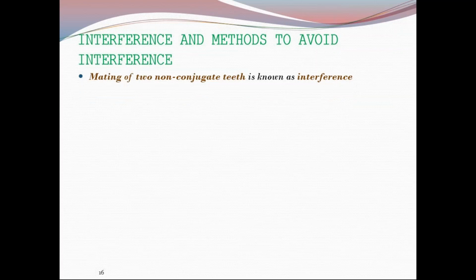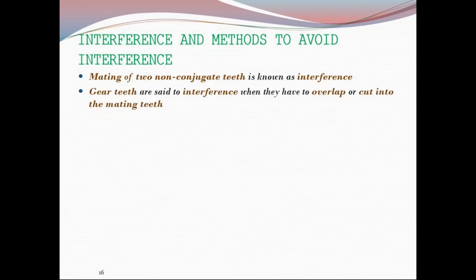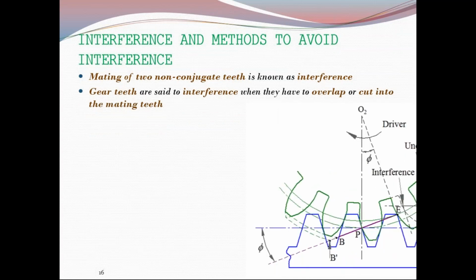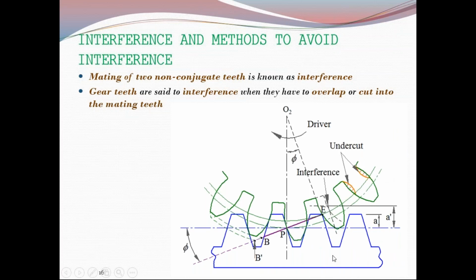Interference is nothing but mating of two non-conjugate teeth. So whenever gear teeth are set to interference, they overlap or cut into the mating teeth. Now this is the pinion, whereas this one is the rack. The addendum on a rack is chosen in such a way that the first point of contact happens at E, which is the point of tangency for the line of action and the base circle of the pinion. The maximum length of line of approach is EP.